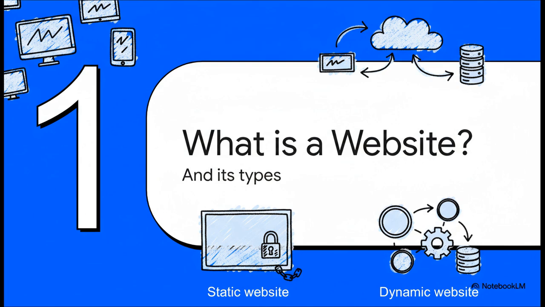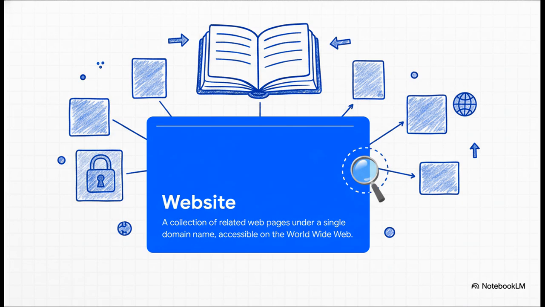First things first, let's make sure we're all on the same page with the absolute basics. What exactly is a website? And more importantly, what are the two main types you're going to need to know about? The easiest way to think about this is like a digital book. The entire website is the book, and it has one main title. That's its domain name, like facebook.com. And inside that book, you have all the individual pages, which are just called web pages. They're all linked together to create the whole experience.